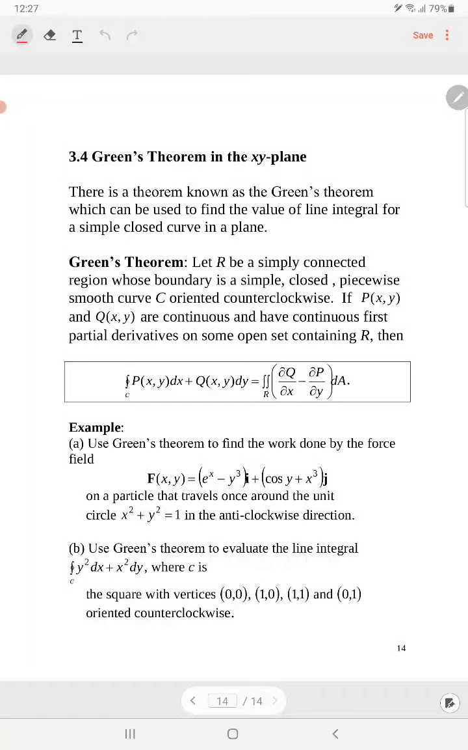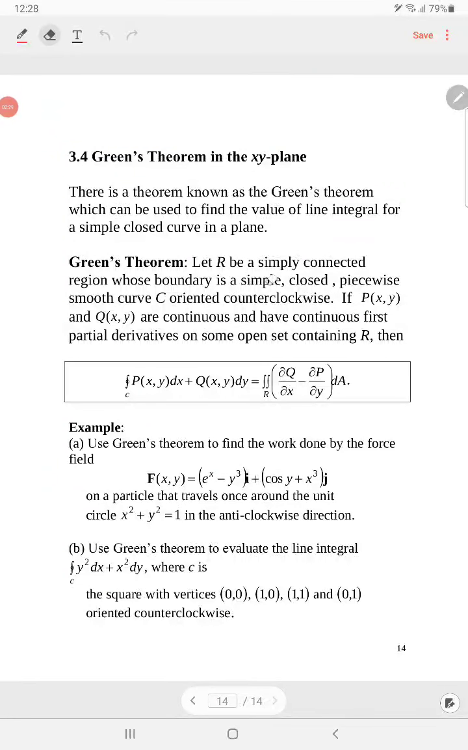Okay, so now we can go straight to Green's theorem. There is a theorem known as Green's theorem, which can be used to find the value of a line integral for a simple closed curve on a plane. So remember, Green's theorem can only be used for a curve on the XY plane, and the curve is simple and closed.